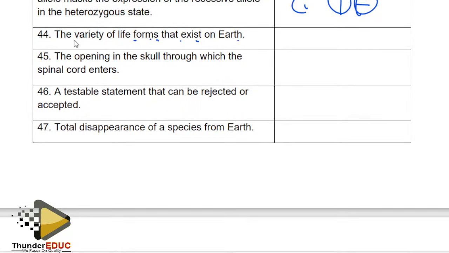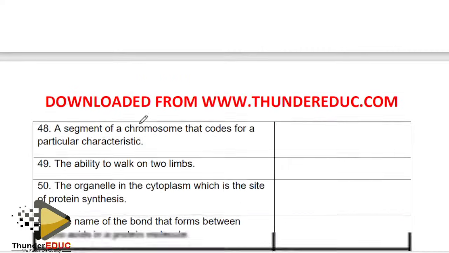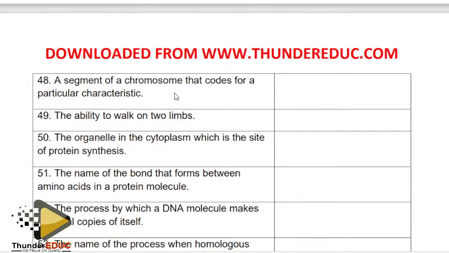They're saying that a variety of life forms that exist on Earth is called biodiversity. Opening in the skull through which the spinal cord enters, we call it foramen magnum. The testable statement that can be rejected or accepted is a hypothesis. Total disappearance of species from the Earth, we call it extinction. A segment of chromosome that codes for a particular characteristic, we call it a gene.